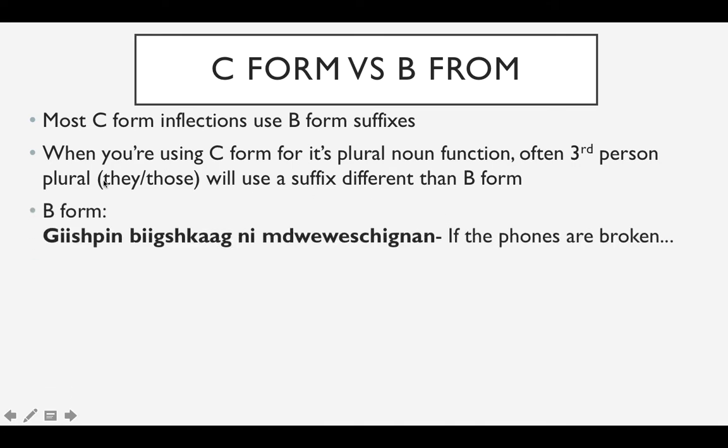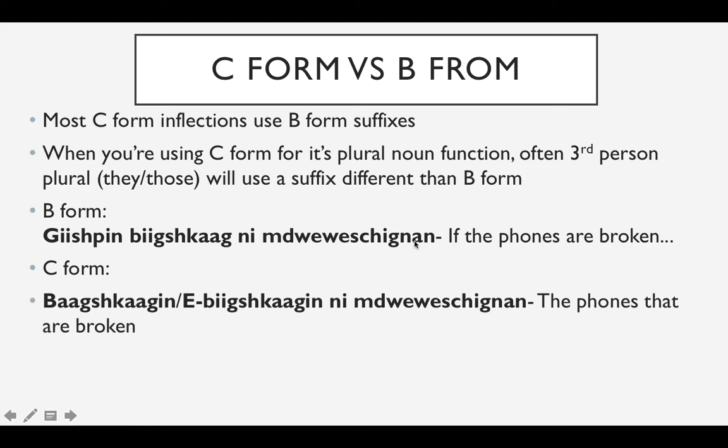So for example, here we have a B form example. Gishben bikshka nim dwewes jignan. If the phones are broken. And then our C form version, bakshkagin, or ebikshkagin nim dwewes jignan. The phones that are broken. So notice how our double I in our verb here changed to a double A, and then instead of using our B form suffix G, we use the suffix GIN.